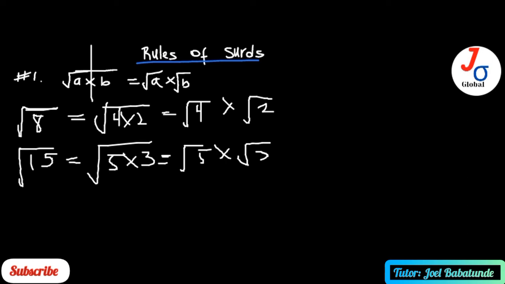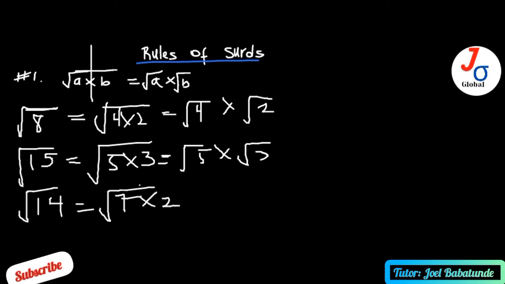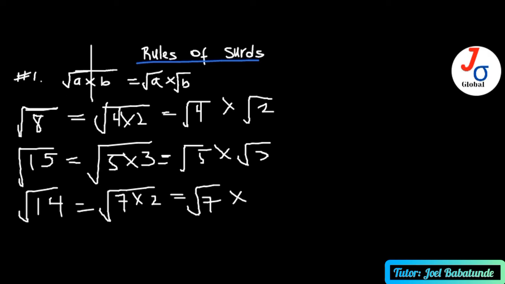Let me give you one more example. Square root of 14. What do you think that would be? Pause the video and think about that. All right, assuming you have thought about that, 7 multiplied by 2 is 14, so what I'm going to get is root 7 multiplied by root 2. So this is the first law or first rule of indices that you need to know.